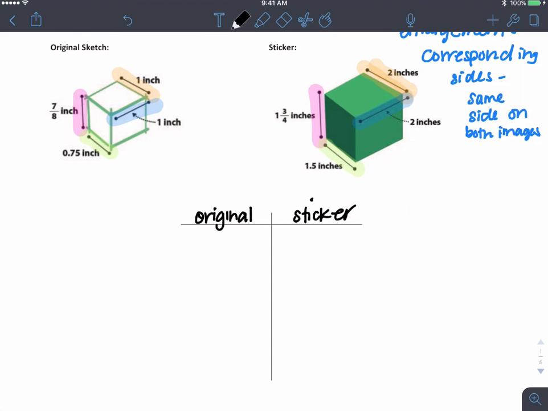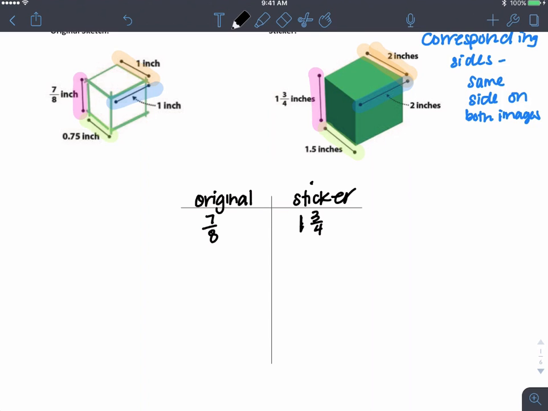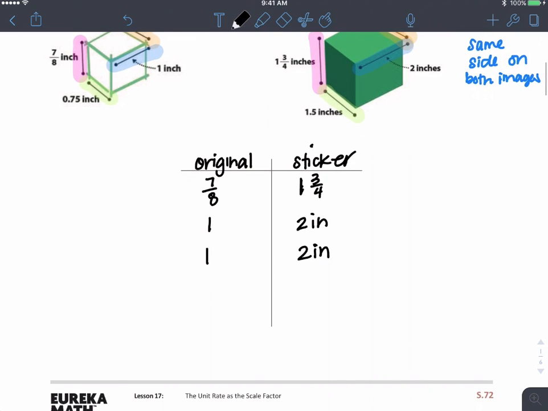If my original length is 7/8, then the sticker length would be 1 3/4. If we take that orange edge, we have 1 inch, and we have 2 inches on the sticker edge. If we're looking at the blue edge, we have 1 inch and 2 inches. And lastly, that green edge is 0.75 and 1.5 inches.